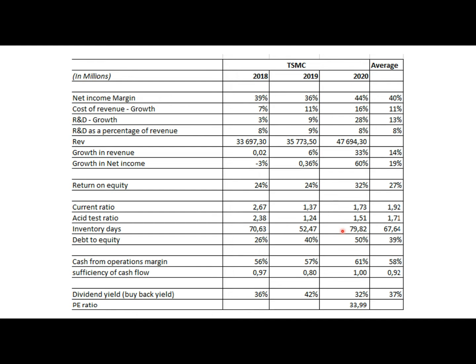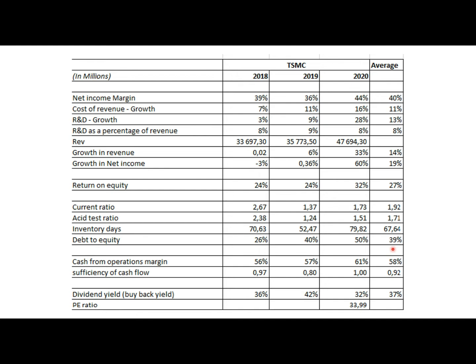The debt to equity ratio has increased, from 40 to 50%, but it's still far below that of Intel. Intel on average has a debt to equity of 79%. So even though it's increased, Taiwan Semi still has a debt to equity far below the industry average. So it still has enough room to add debt without significantly burdening the balance sheet with risk.